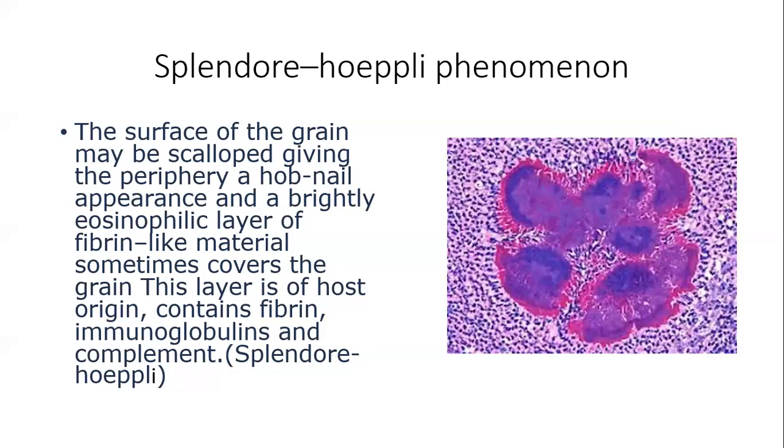There's a very interesting phenomenon which is called the Splendore-Hoeppli phenomenon. Also, at the surface of the grain, you can notice this pink color, okay, which is eosinophilic. This is a fibrin-like material covering the grain, and it is actually of host origin. It contains fibrin, immunoglobulins, and complement. And this is what is meant by the Splendore-Hoeppli phenomenon. So this pink color on the surface of the grain is what I'm alluding to.